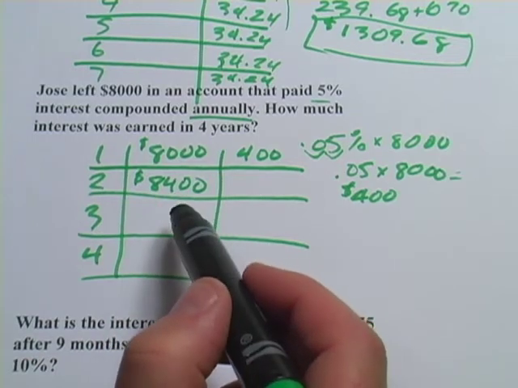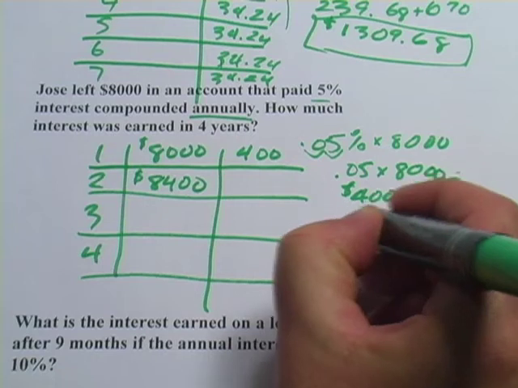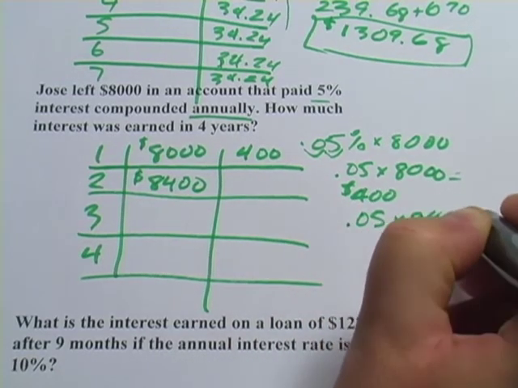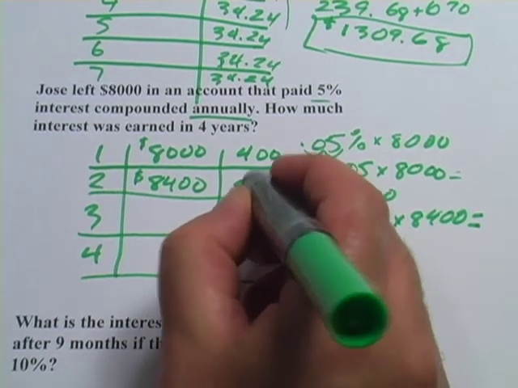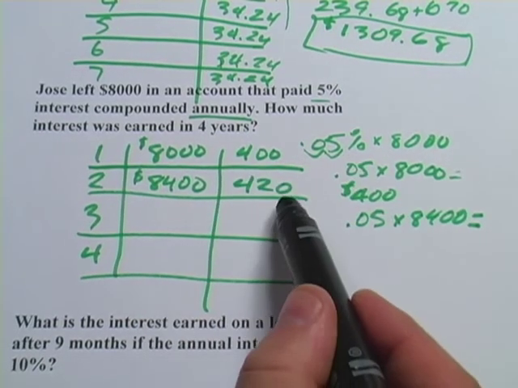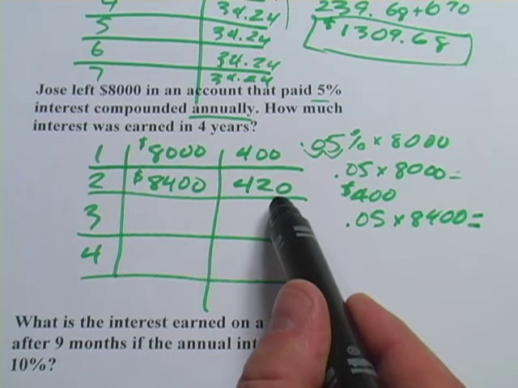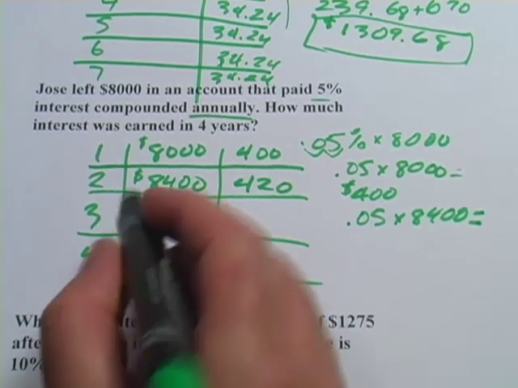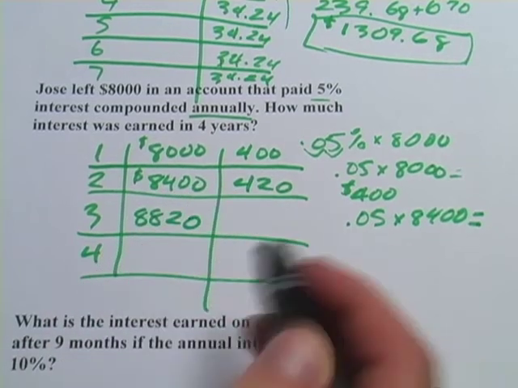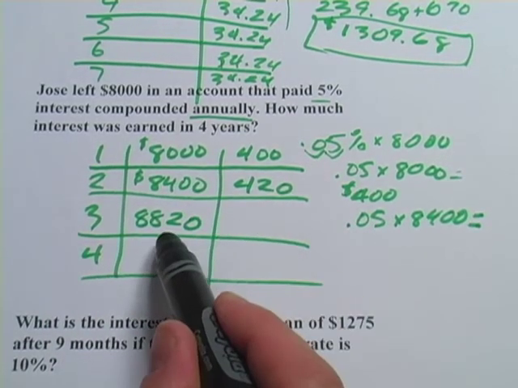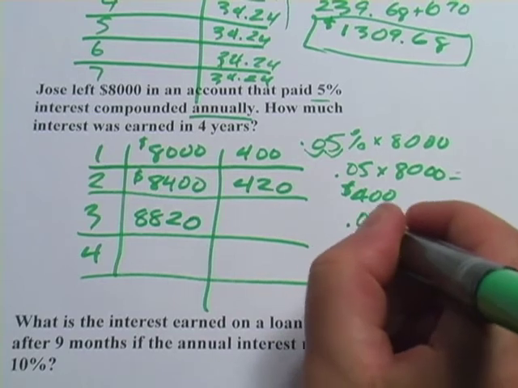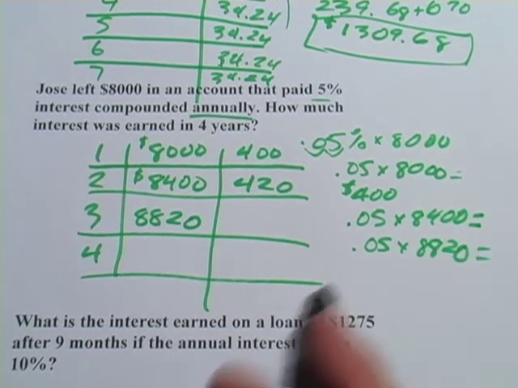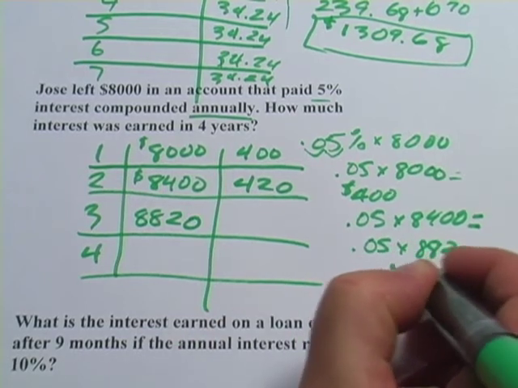So you're going to get a little bit more. So we do 0.05 times 8,400, and we get $420. So you can see your amount of interest has gone up in the second year. We add that to the 8,400 that's in there already. We get 8,820. And now we figure out 5% of 8,820. 0.05 times 8,820, and that equals 441.